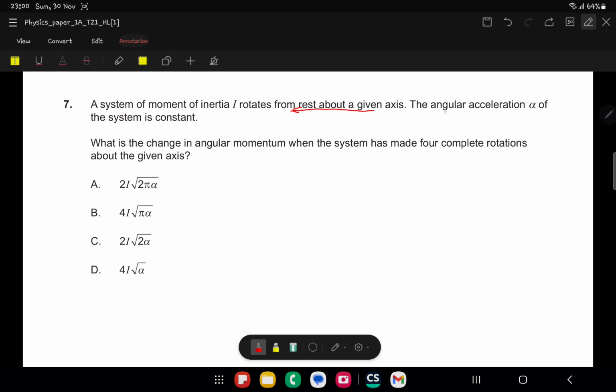The second key point is that the angular acceleration alpha of the system is constant. The third one is that we are asked to find the change in angular momentum when the system has made 4 complete rotations about the given axis. Now, you should also know which particular topic this question is under. This question is under rigid body mechanics. So let's use these key pointers we've picked to come up with a very good solution.